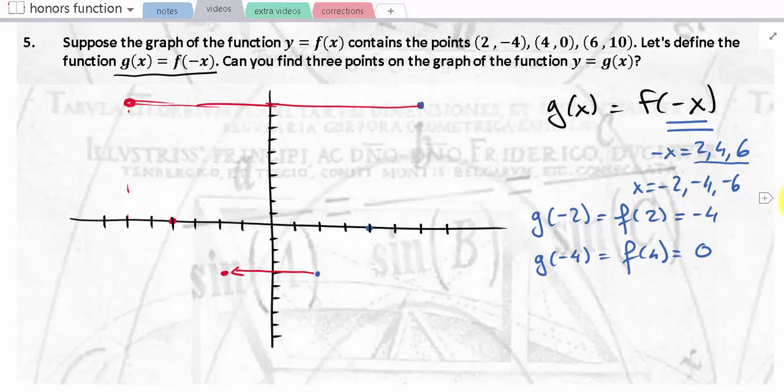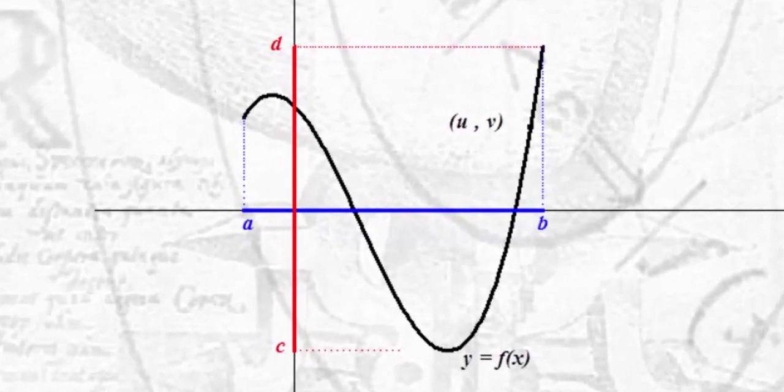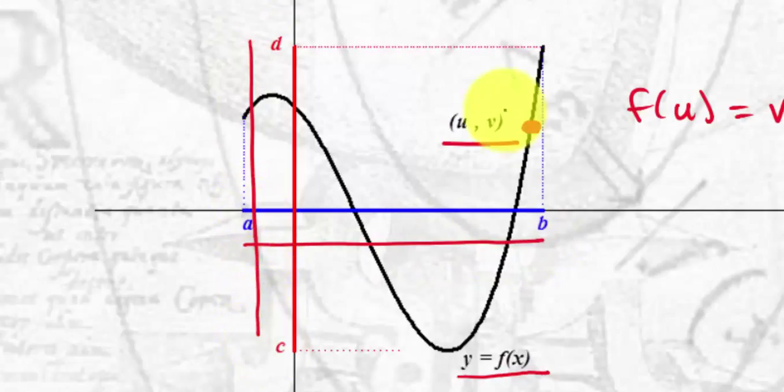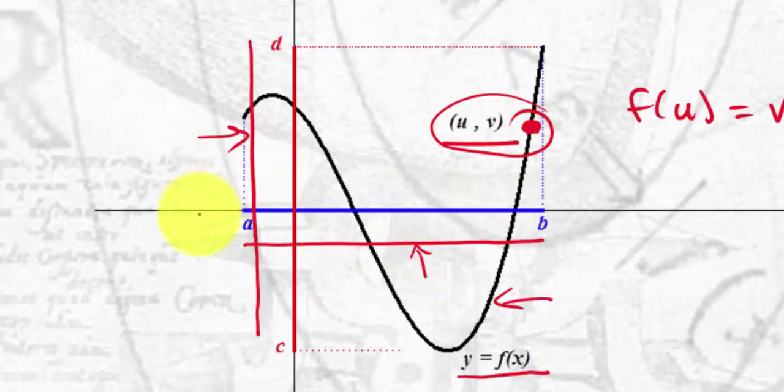Let's now go over the first set of results. So to state the results, I will consider a function that I called f. I will consider a point (u, v) on the function, so that means that f of u is v. And I will also consider a domain (a, b) and a range (c, d). So you're going to have to be able to transform the graph of the function, a point on the function, the domain of a function, and the range of a function. Let's now go over the results.